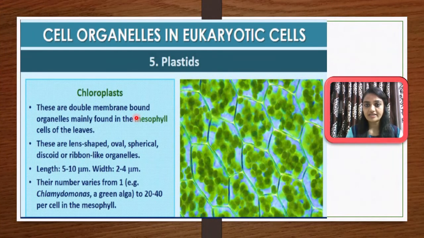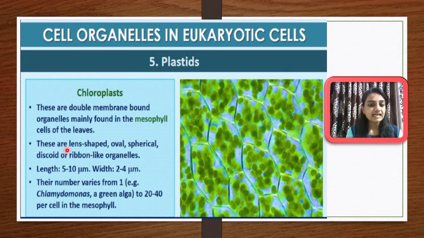First of all, let me discuss in detail the chloroplasts. These are double membrane bound organelles, and specifically they are not part of the endomembrane system, just like mitochondria. Mitochondria and chloroplasts both are not part of the endomembrane system. These are individual organelles and they work individually. They are mainly found in the mesophyll cells of the leaves. Mesophyll tissue is the tissue which contains chlorophyll, and it is present in the leaves.